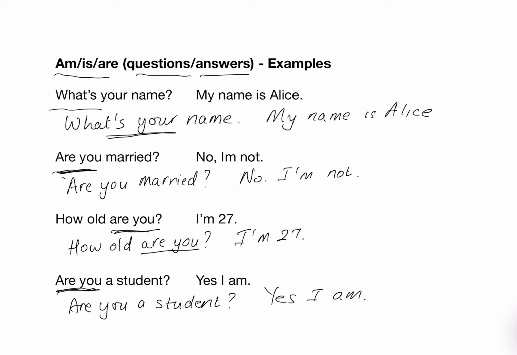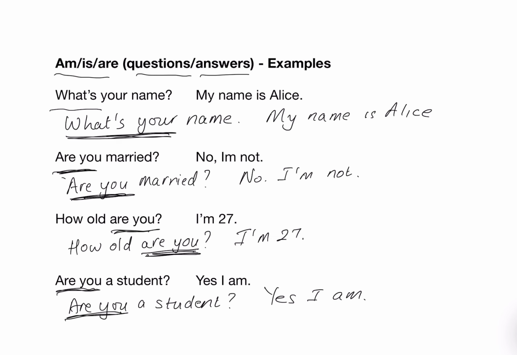So if we go through this again, and if you could practice these by reading these sentences, speaking these sentences, and writing these sentences, that will really help you to understand how we use am, is, are to ask questions. So this is, what's your name? My name is Alice. Are you married? No, I'm not. How old are you? I'm 27. Are you a student?